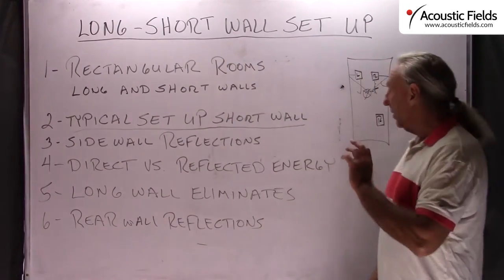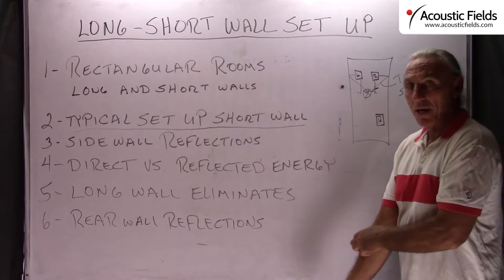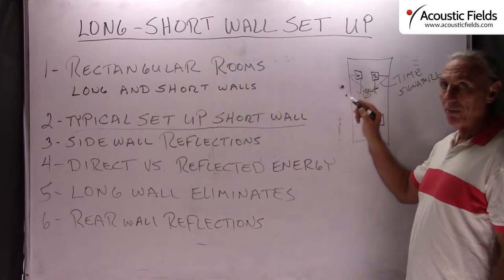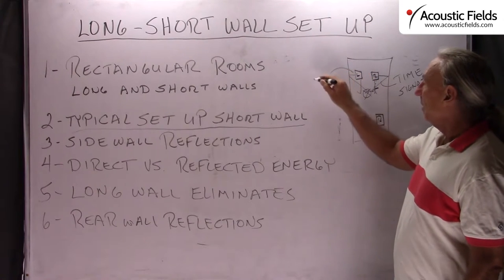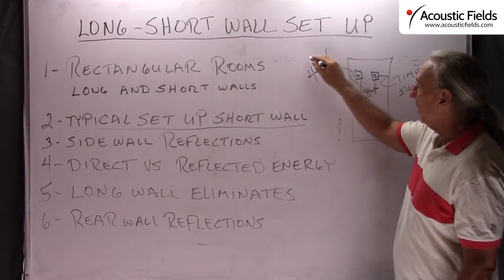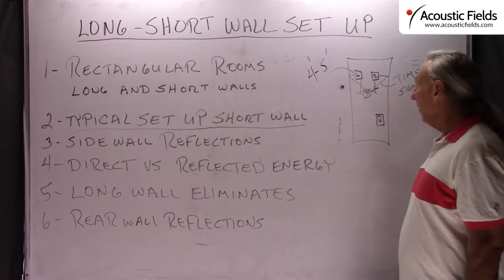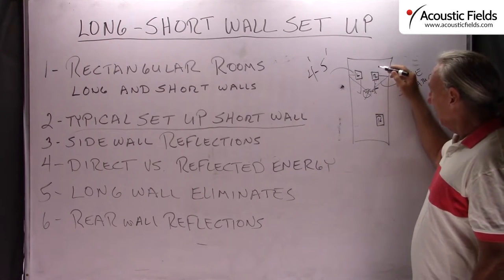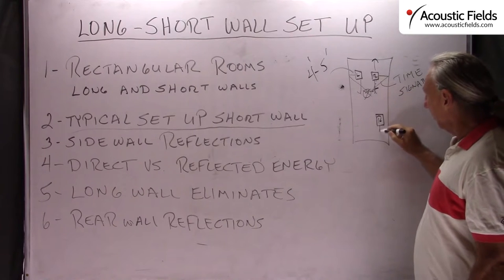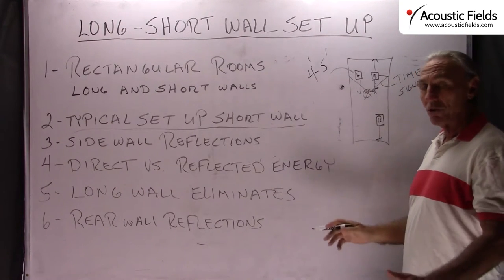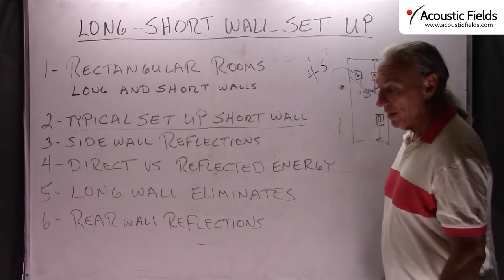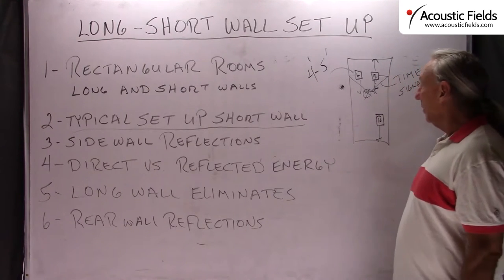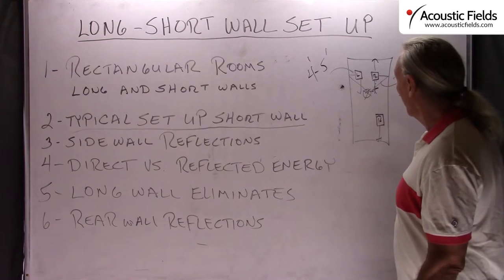People like to fire the speakers down the long length of the rectangular room, which is fine as long as you have some minimum distances here. Minimum distance is 4 to 5 feet. Let's keep that in mind. Obviously, with a longer setup here, we have bigger distances for our sidewall reflections, which is good because it's less time domain signatures that we have to manage through absorption or diffusion.